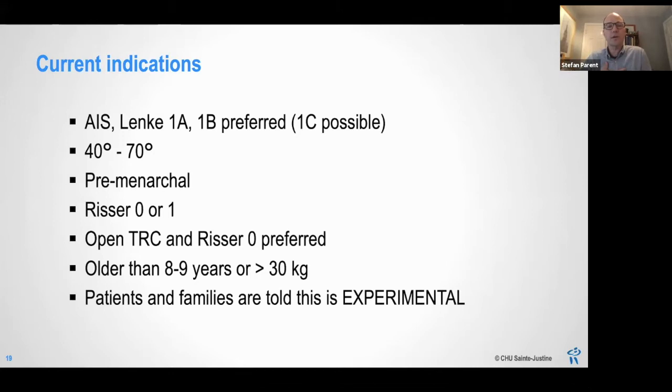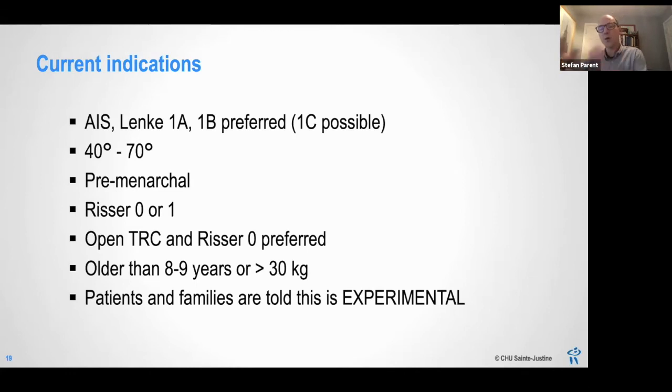My current indication for this is AIS. So I don't look at congenital deformities. I don't think patients with syndromic deformities should be treated with this, and certainly not neuromuscular cases. But any patients with a Lenke 1A, 1B, which are preferred, and 1C is possible. Any cases between 40 and 70 degrees, and we'll go into cases that worked at 70 degrees and cases that didn't work around 70 degrees.